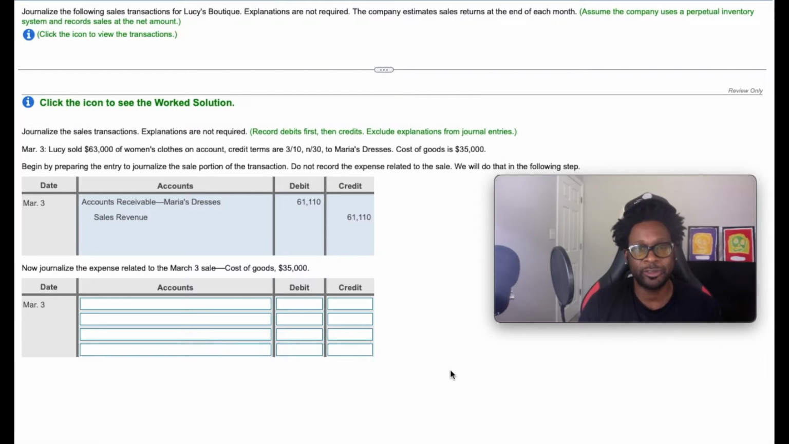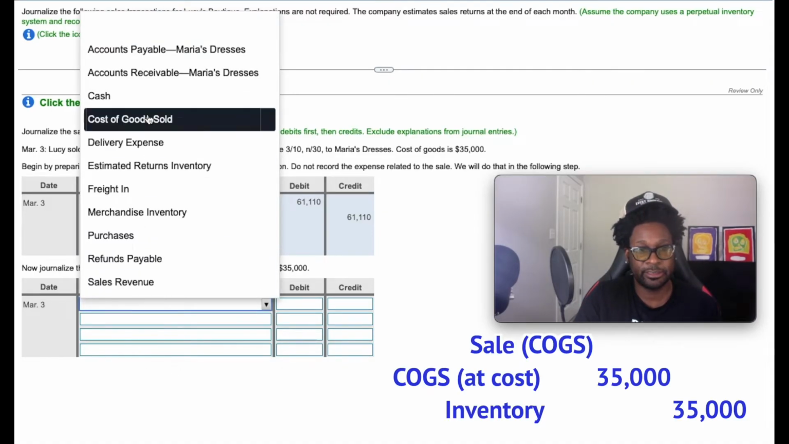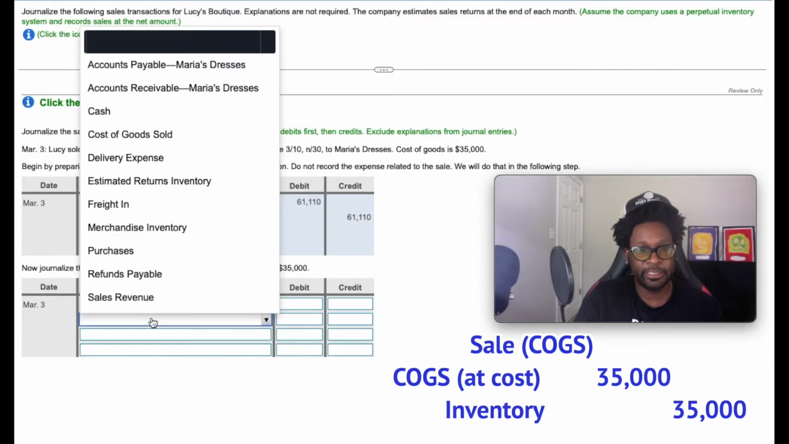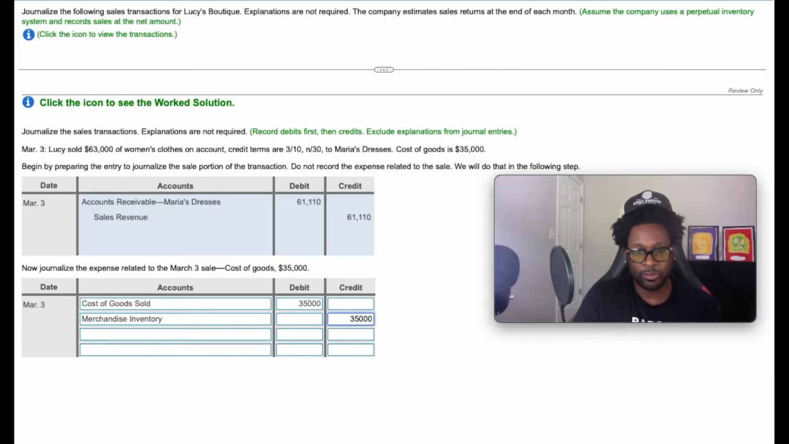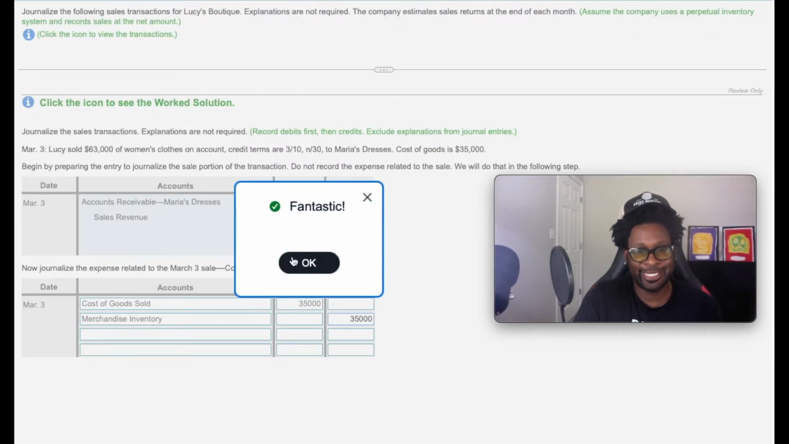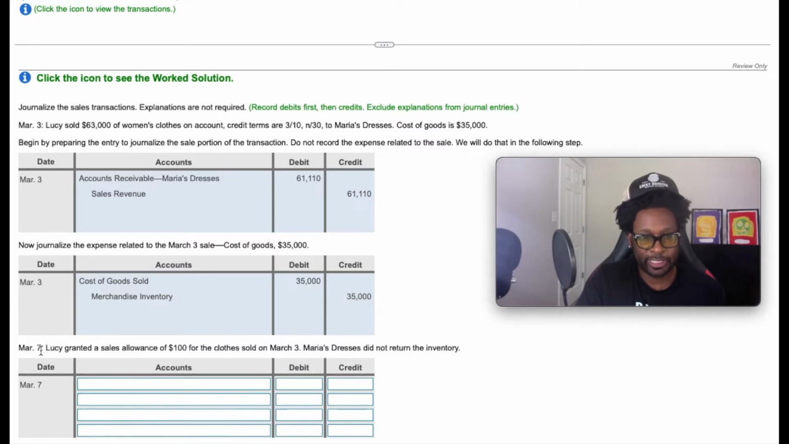Next, we must remember to account for the inventory. And since we sold some inventory, we now have to recognize the cost of goods sold, which is the expense that arises upon selling inventory. Therefore, we're going to debit cost of goods sold and credit merchandise inventory at the cost amount, gang, of $35,000. We're going to check our answer. Fantastic.